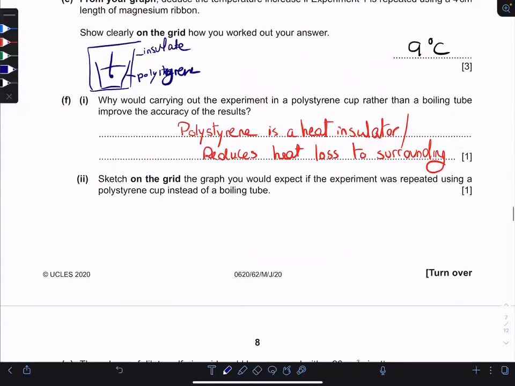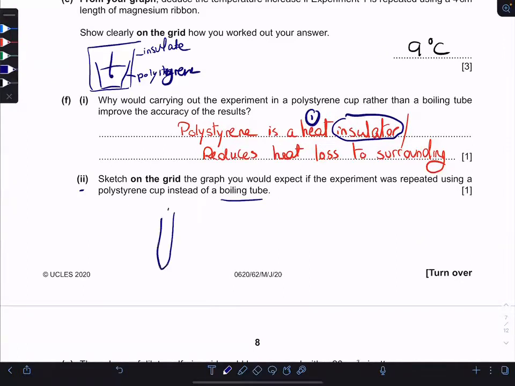Polystyrene is a heat insulator, takes the mark. The word insulator is very important in the answer. Please always say it. Next, sketch on the grid the graph you'd expect if the experiment was repeated using a polystyrene cup instead of a boiling tube. This is very important.